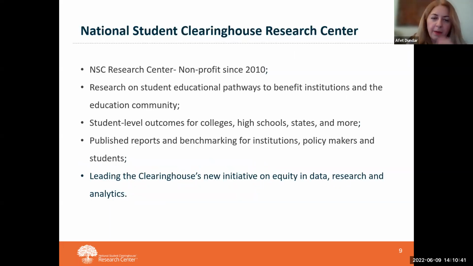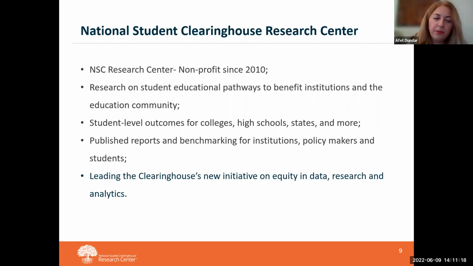The research center was established in 2010. That's the year when I started at the clearinghouse at the research center. This was the vision of our CEO, Rick Torres, you probably know him, to really use the data to benefit both our data providers and policymakers and really the education community. So we use the data to produce outcomes for colleges, high schools, states. Again, as I said earlier, for the education community, we produce reports and benchmarking for institutions or policymakers.